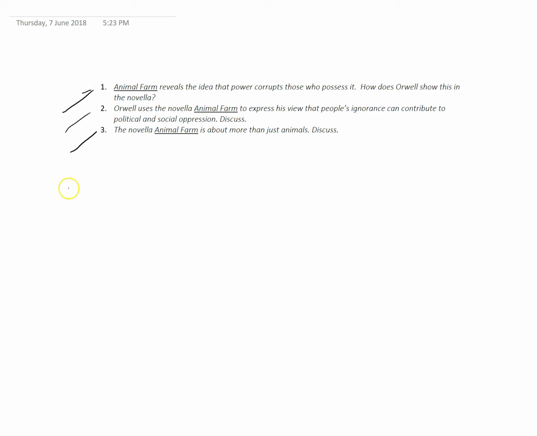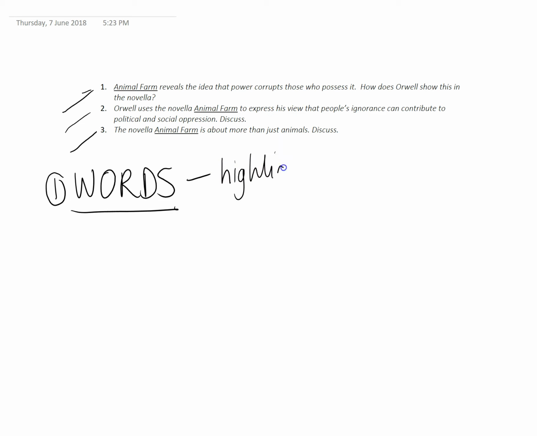Now remember that there are 3 basic steps when you see an essay topic for the first time. Step 1 we call words. And there are 2 parts for this. The first one is to highlight and underline keywords.